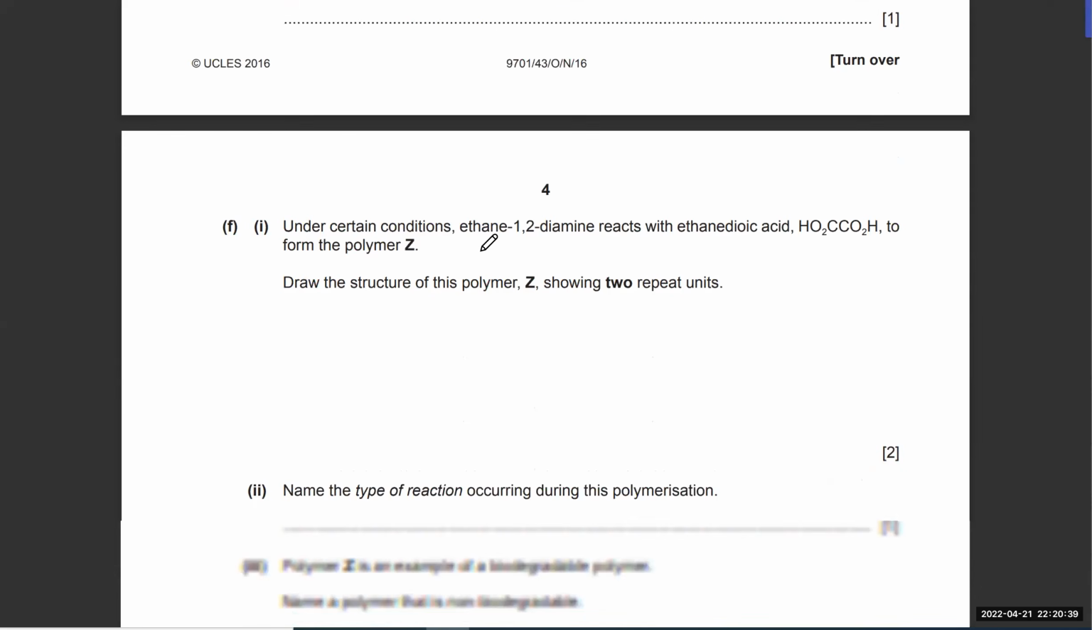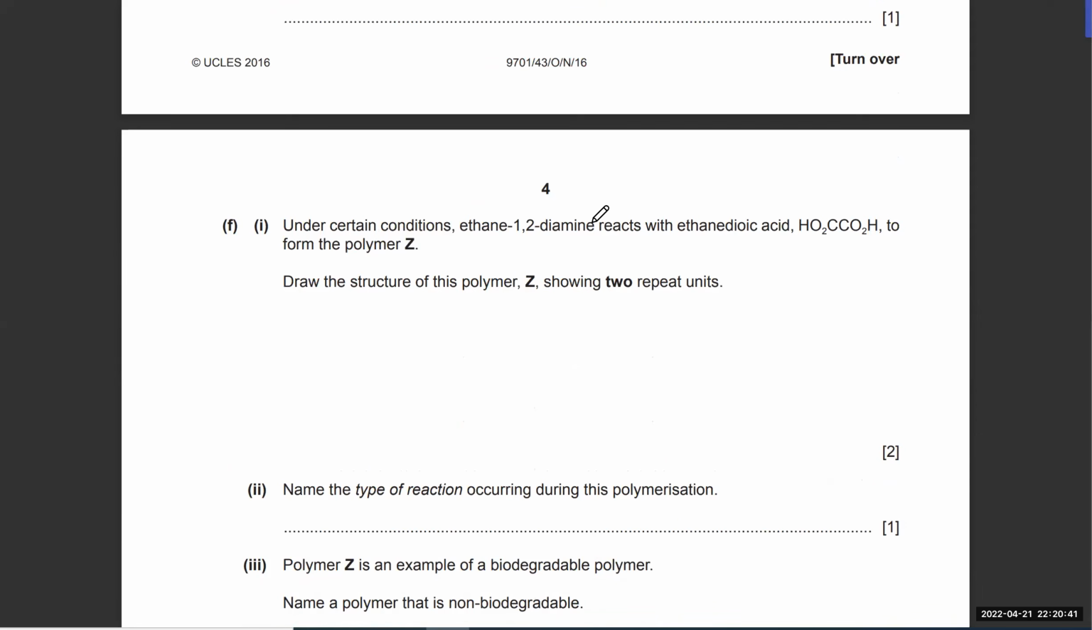Now the next part is, under certain conditions, 1,2-diamine reacts with the carboxylic acid. Draw the structure of the polymer. So polymers, this is polyamides that is going to form. You have to draw the structure of the polymer showing 2 repeat units. So for 2 repeat units, there's going to be NH2 on one side. So you would have to draw 4 of them.